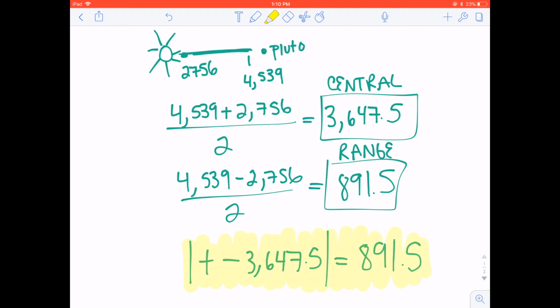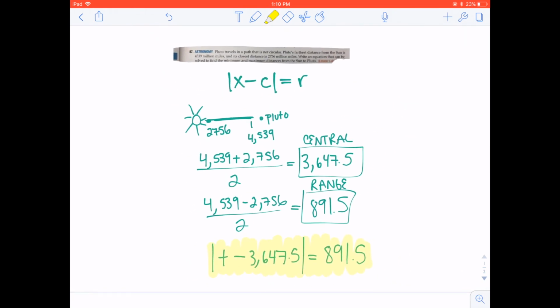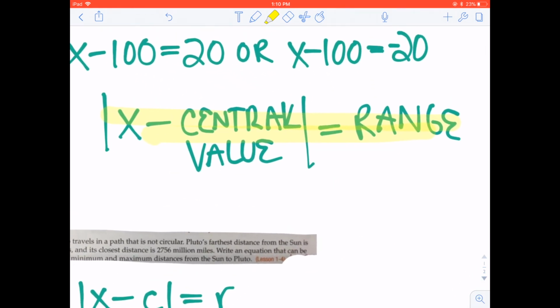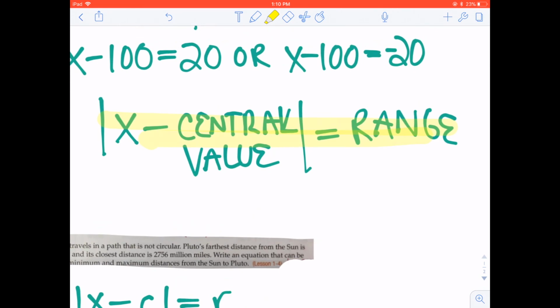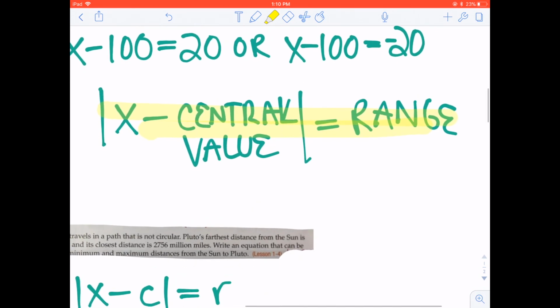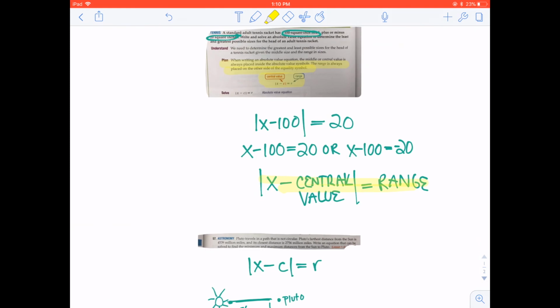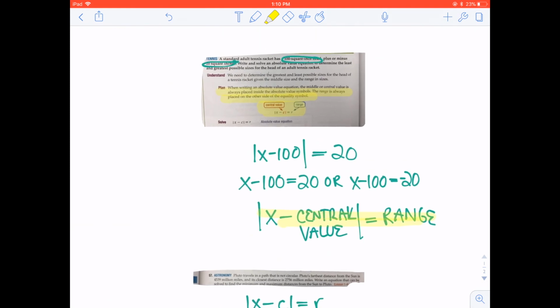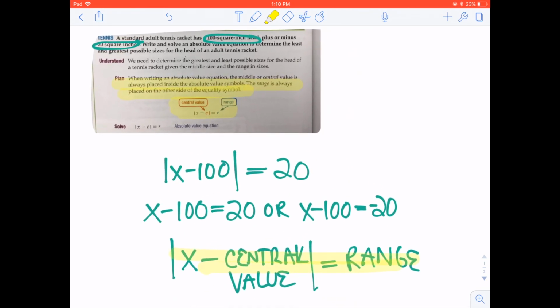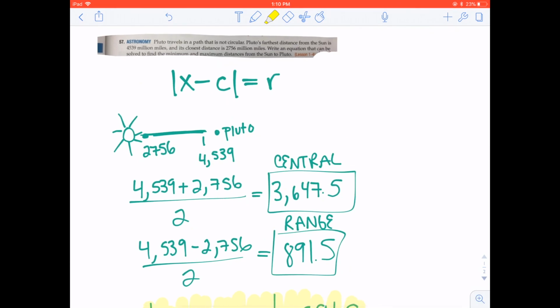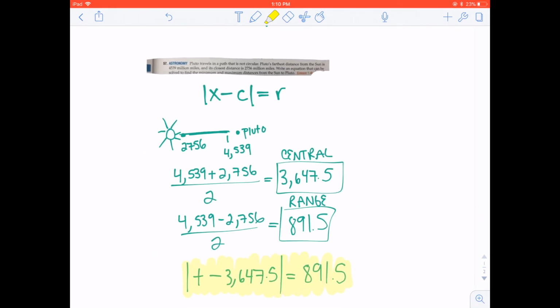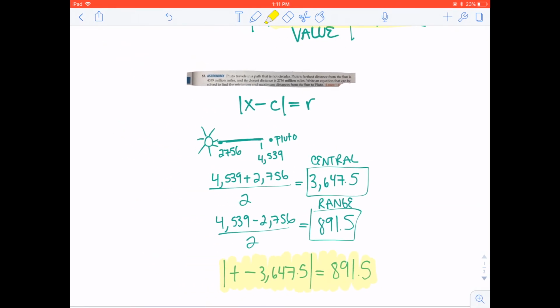All right, so I hope this helps if you were a little bit confused about absolute value equations. Just remember that x minus your central value will always equal your range. So it will always be set up like that. It's just up to you to figure out what your central value is and what your range is. Problems will mostly be like these, where you'll have your central and your range given to you. This astronomy one is probably the most difficult that the absolute value equations will get.